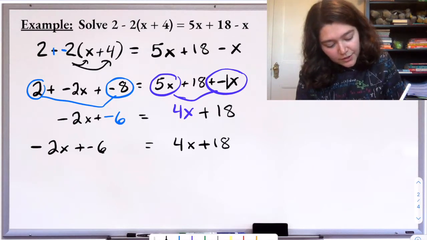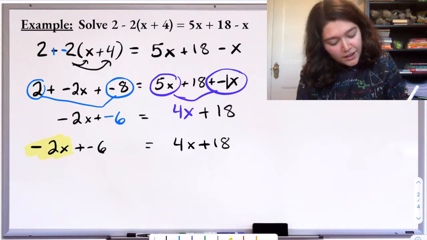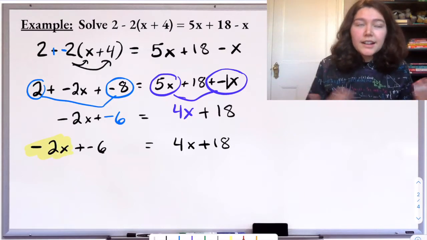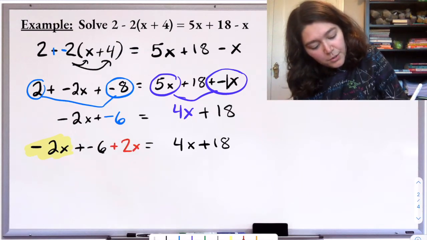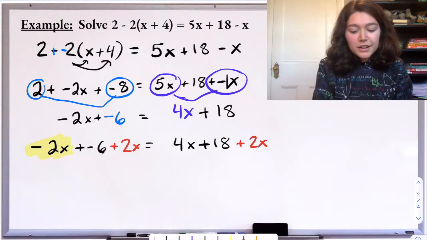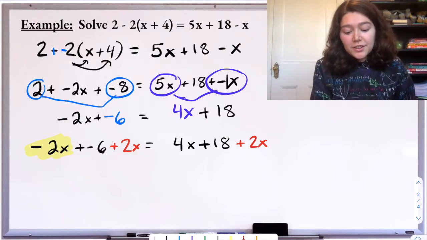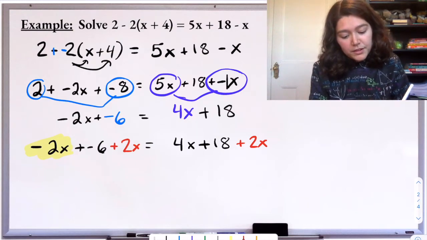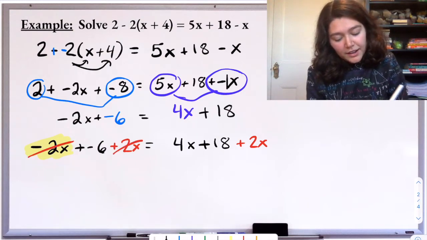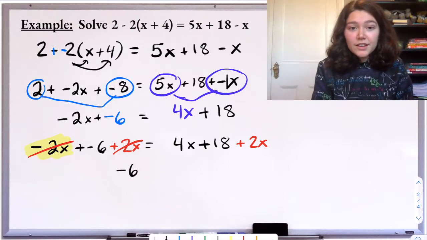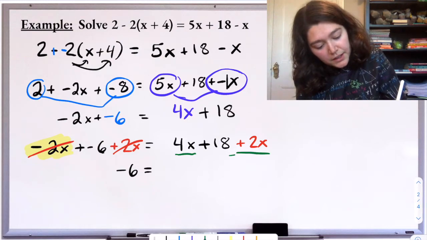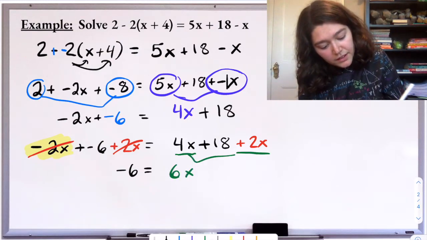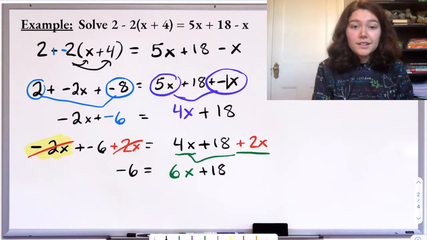I want to get rid of a negative 2x. I can undo this negative 2x by adding 2x to both sides, because negative 2 plus 2 is 0, right? So this is going to go away. I have negative 2x, positive 2x, those will cancel away, and I will just get negative 6 on the left-hand side. On the right-hand side, I have 4x plus 2x. Those are going to combine. We combine those like terms to be 6x, and then bring down the plus 18.